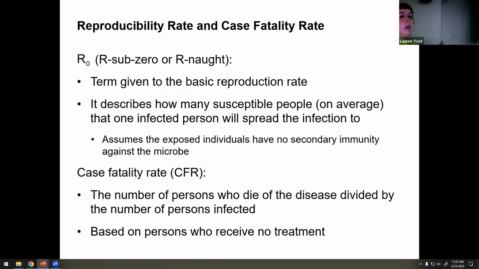This is the number of people you're likely to infect if you have a disease. For example, with COVID, I think the Delta version, it might be Omicron, I don't remember which one.